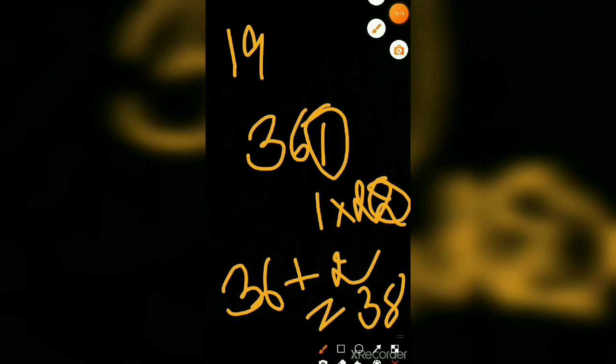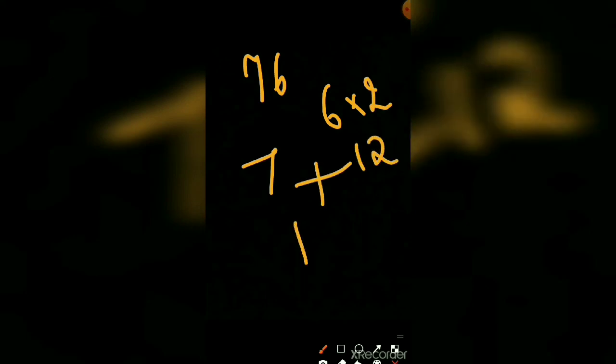Next question, 76. Okay. So multiplying 6 into 2 is what? It's 12, and 7 plus 12 is 19. So 19 is divisible by 19. So 76 is also divisible by 19.